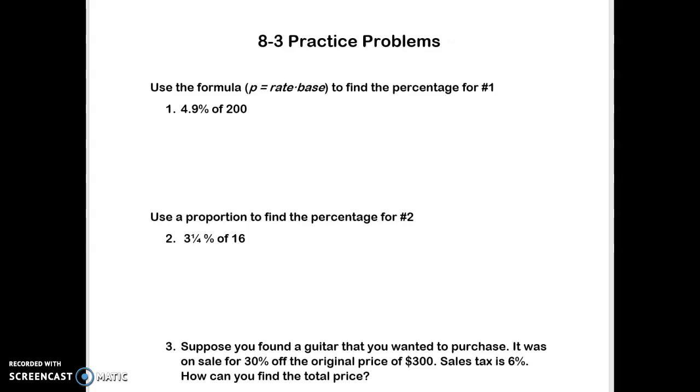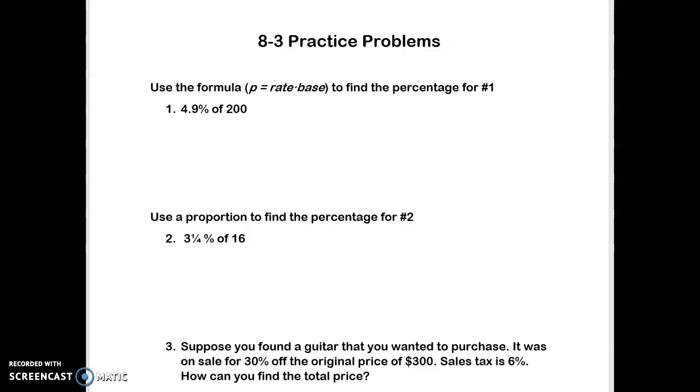So for number one, it says use the formula P equals rate times base. So it's a percentage amount. It's not the percent. It's a percentage amount equals rate times base. So let's make sense of this. We have to put some common sense into this. Let's think of a real example. 4.9% of 200 might mean something like, let's find what 4.9% of the 200 books in my library. If I said I read 4.9% of them, how many books is that? That's what we would be solving for.